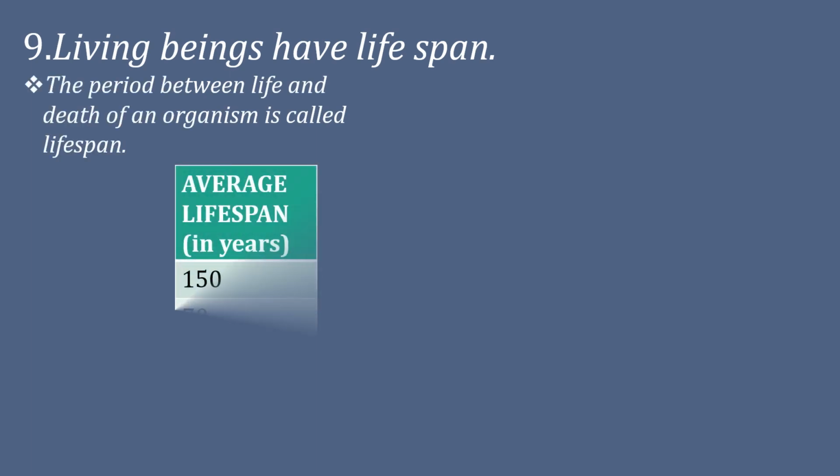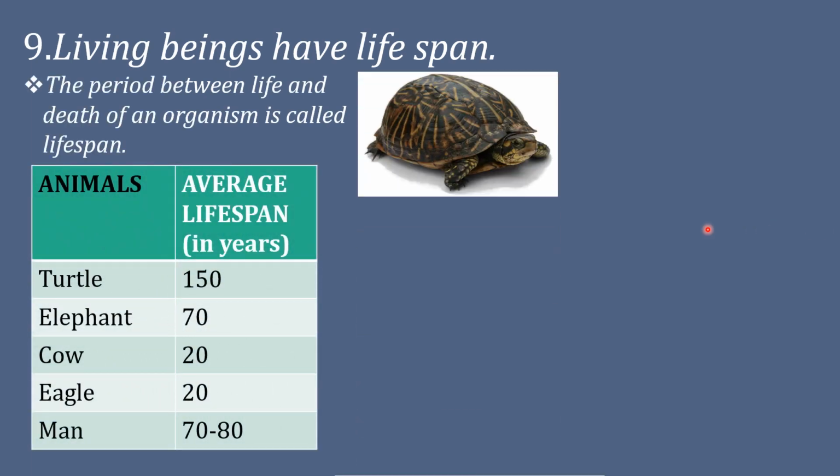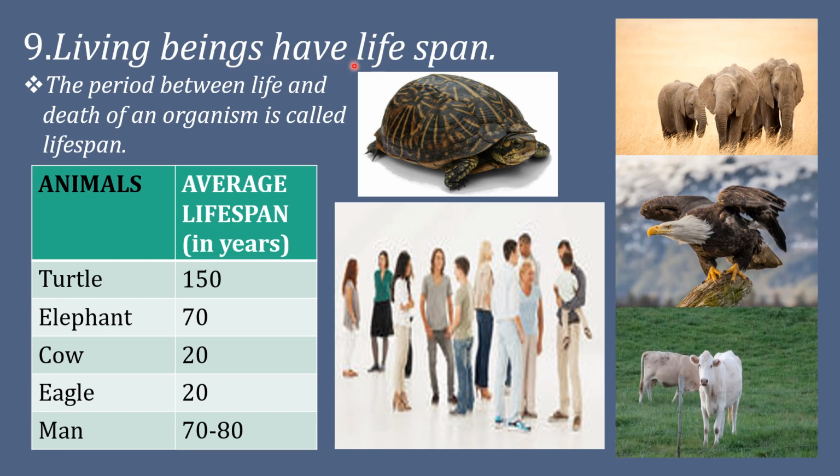This is the ninth characteristic, that is, living beings have lifespan. Organisms take birth, become adult, reproduce, become old and die at last. The period between the life and the death of an organism is called lifespan.